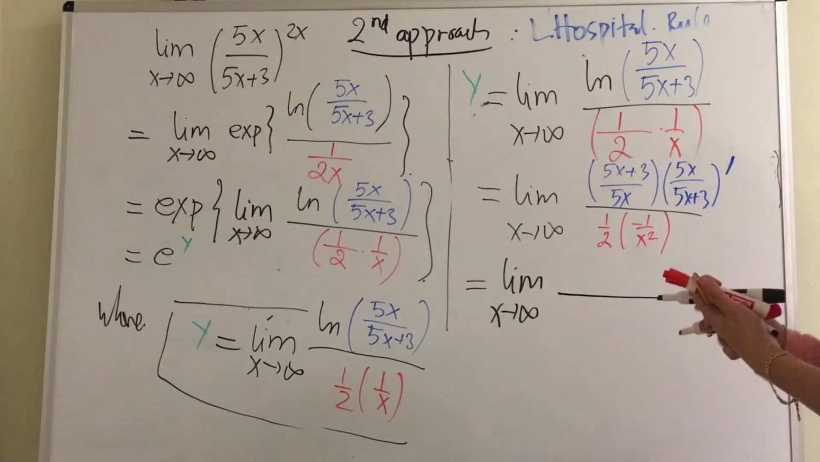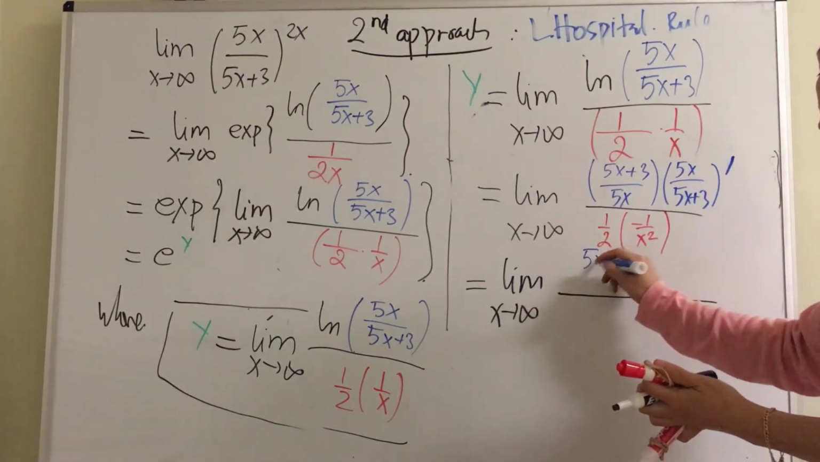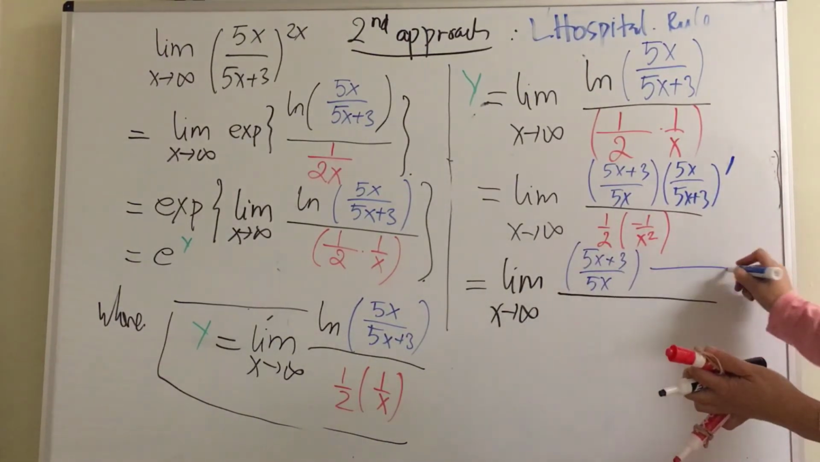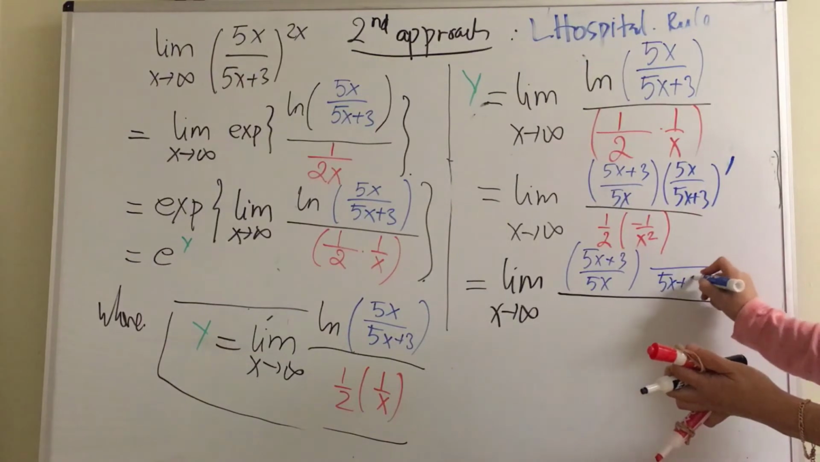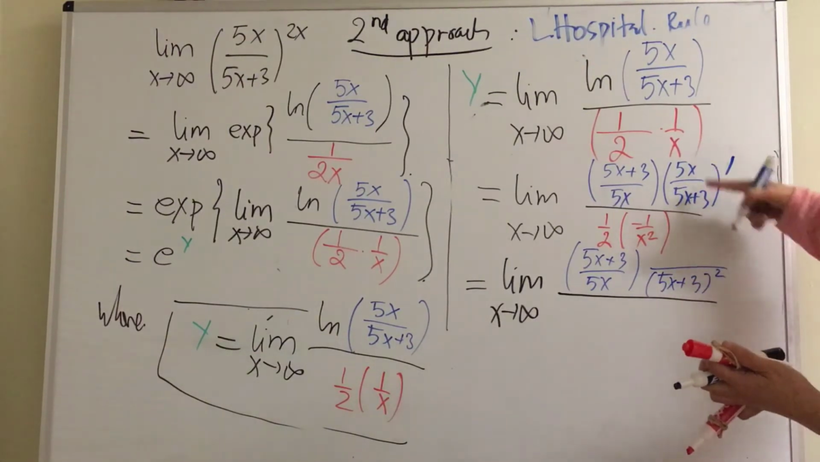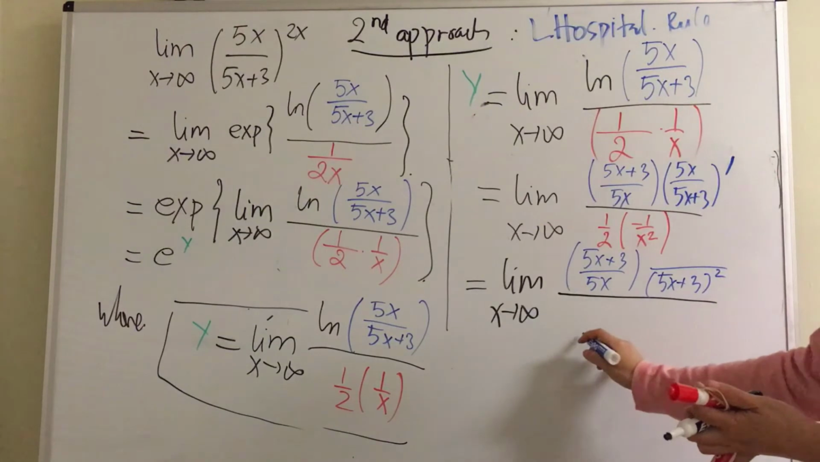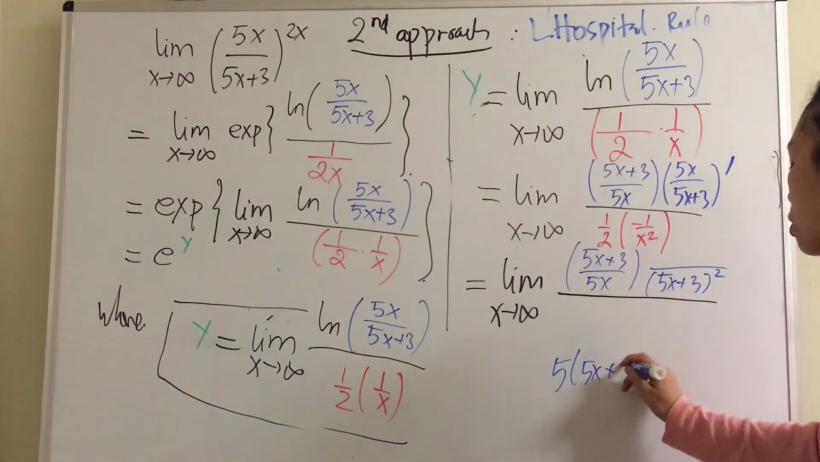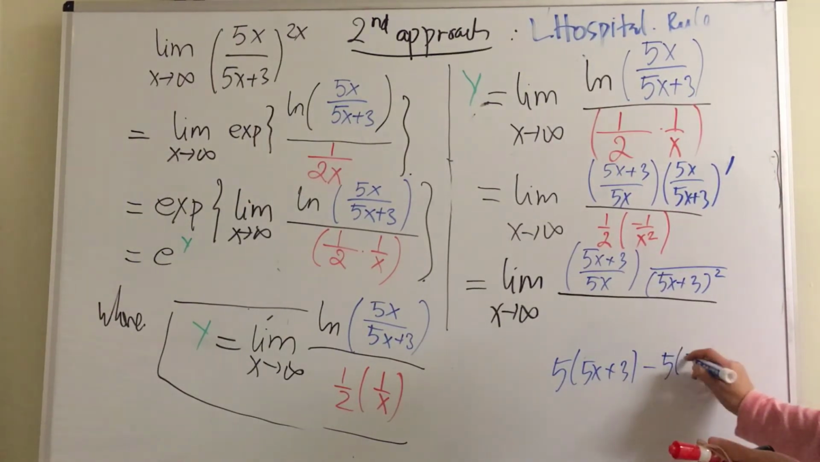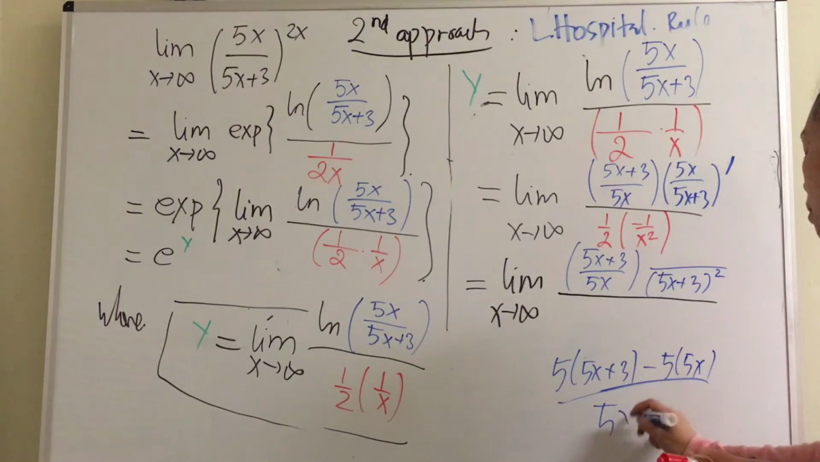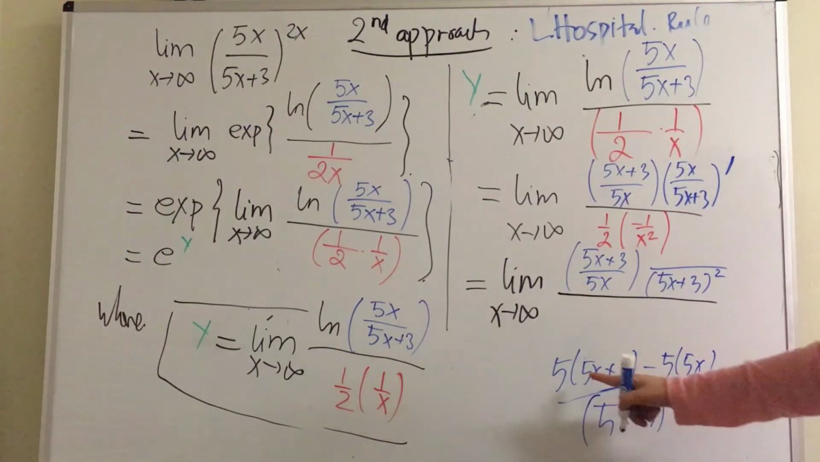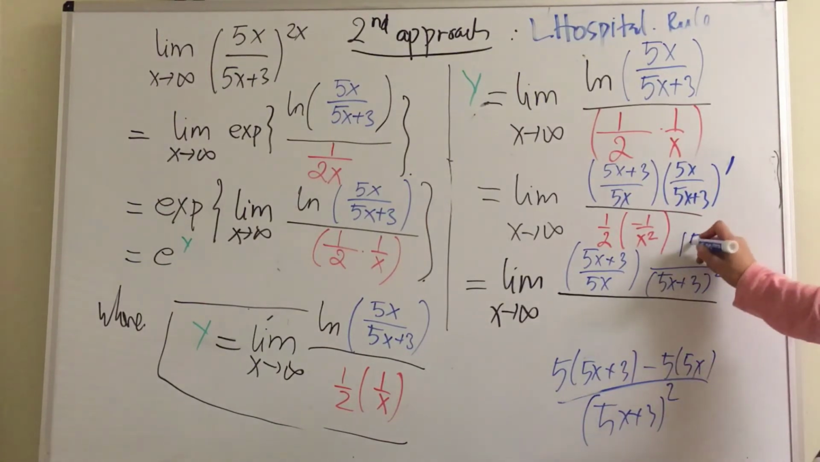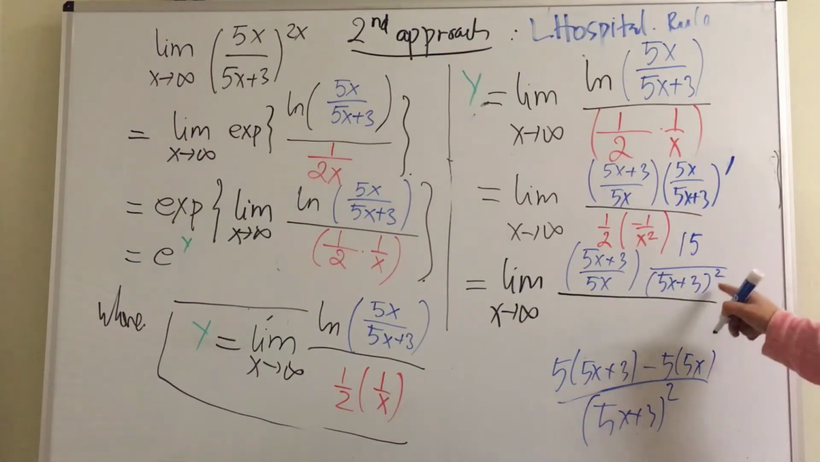So here I have 5x plus 3 over 5x. And the derivative of this one, the denominator is (5x plus 3) squared. The top of this is what? I have 5 times (5x plus 3) minus 5 times 5x, over (5x plus 3) squared, by the quotient rule. And 25x minus 25x cancels out, so we get 15 in here, and the denominator is (5x plus 3) squared.